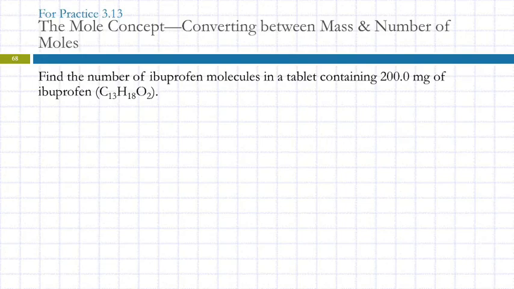So find the number of ibuprofen molecules in a tablet containing 200.0 milligrams of ibuprofen, and there's the chemical formula, C13H18O2.